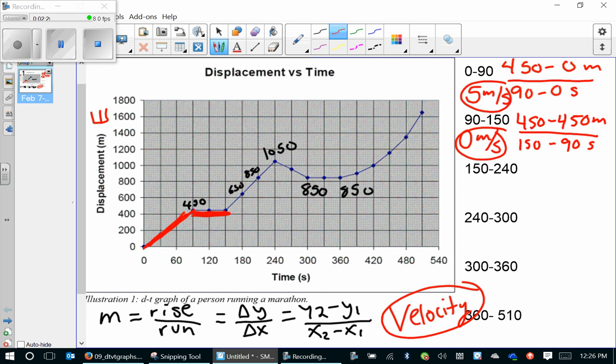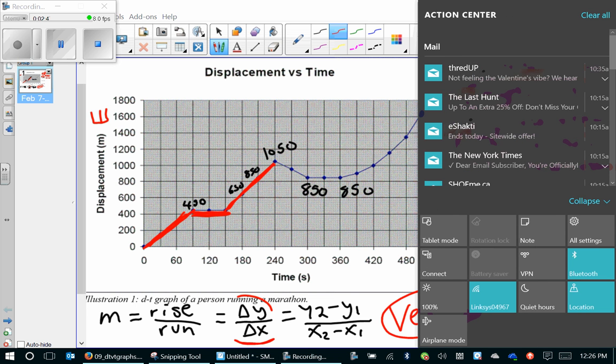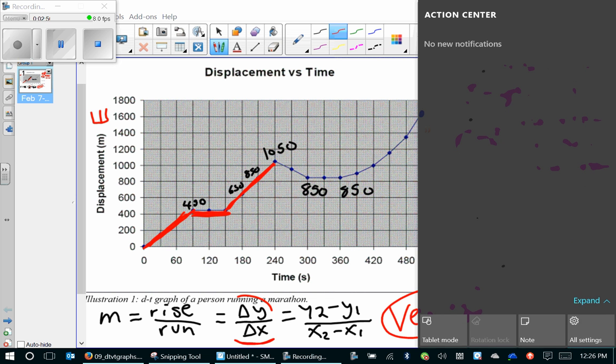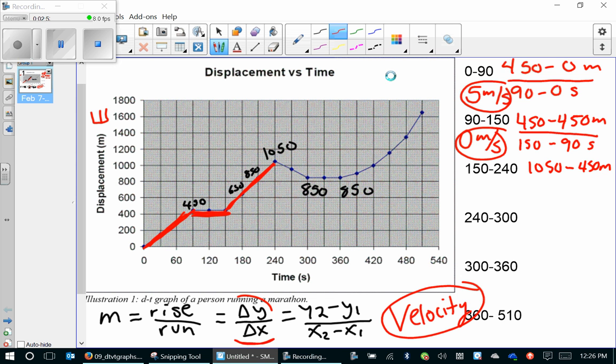Okay, 150 to 240. What's going on here? It looks like we have some velocity. So it's always change in y over change in x. Our change in y, 1050 minus 450 meters, over our time, which is 240 minus 150 seconds.